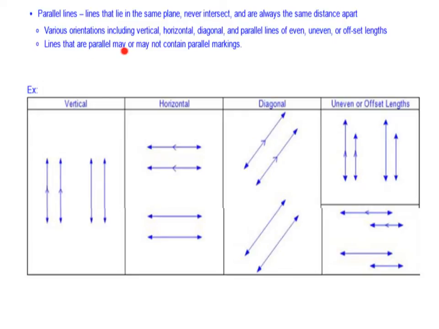Lines that are parallel may or may not contain parallel markings. And this is what we mean by the markings. So it could contain the markings, or it could not contain the markings. These are the markings. These are not the markings. This is the marking. No markings. Markings. No markings. Okay?